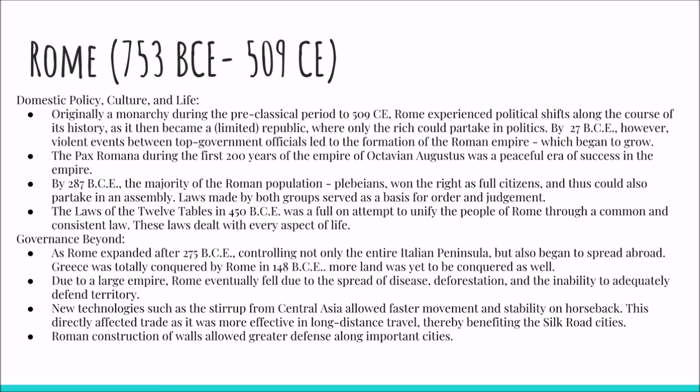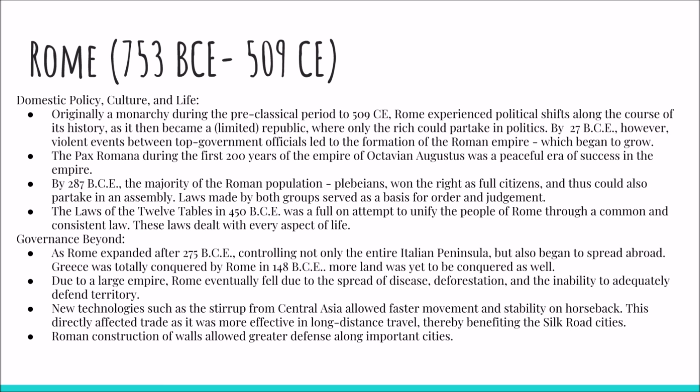Rome was already expanding previously. As Rome expanded, it was able to control the entire Italian peninsula by 275 BCE. It further went abroad and encompassed many regions. Greece, for example, was conquered by Rome in 148 BCE. During Octavian's empire, the first 200 years of its influence is considered the Pax Romana, Roman peace, a time of relative peace and economic growth.